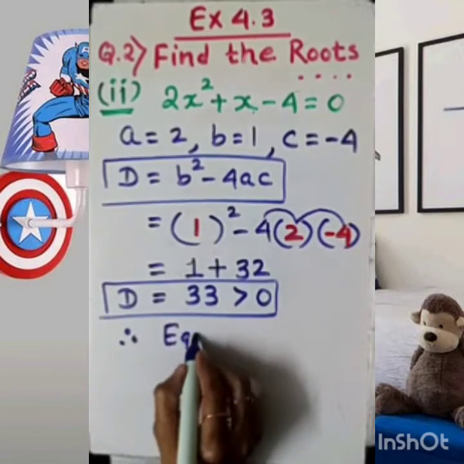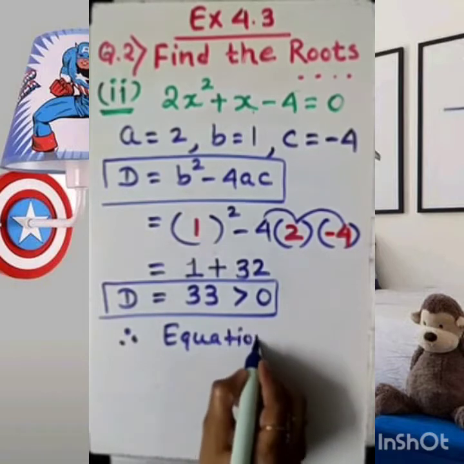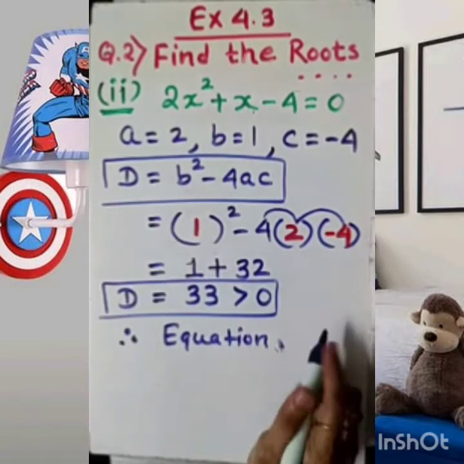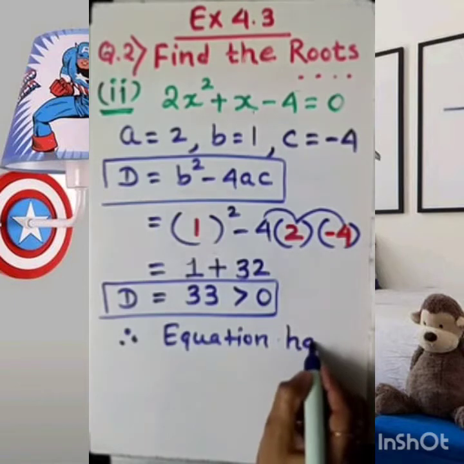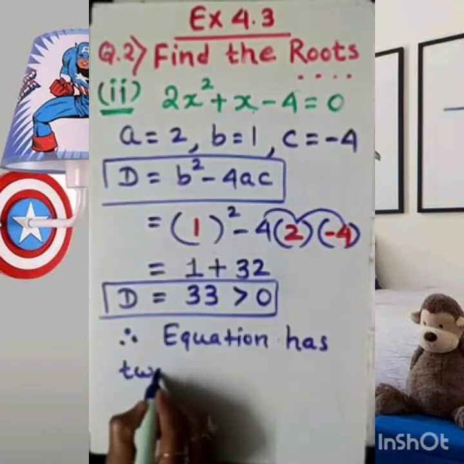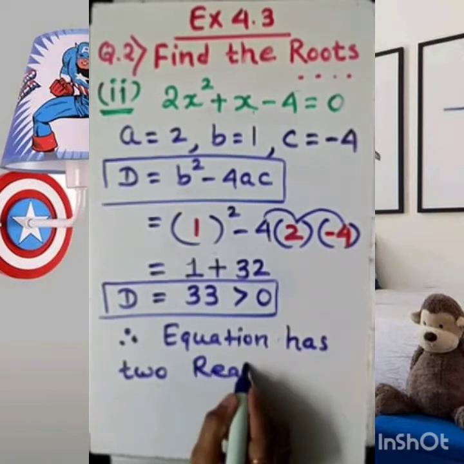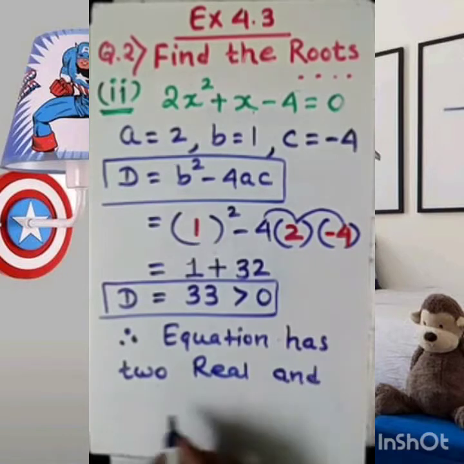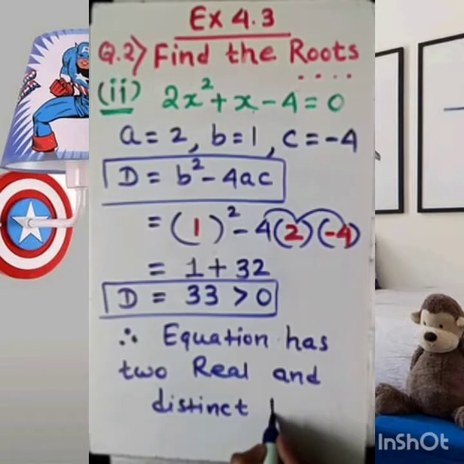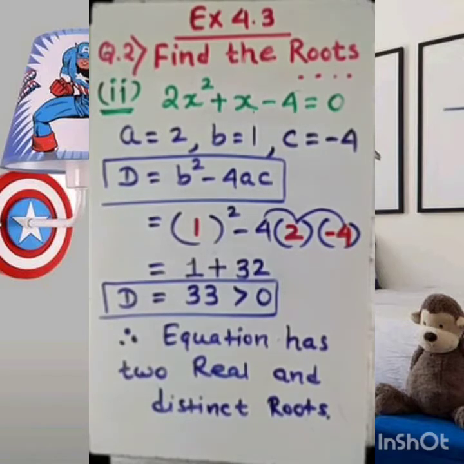therefore the equation has two real and distinct roots. Okay, distinct means different. The equation will have two real and distinct roots. So now let's find which roots they are. Let's work it out by applying the quadratic formula.